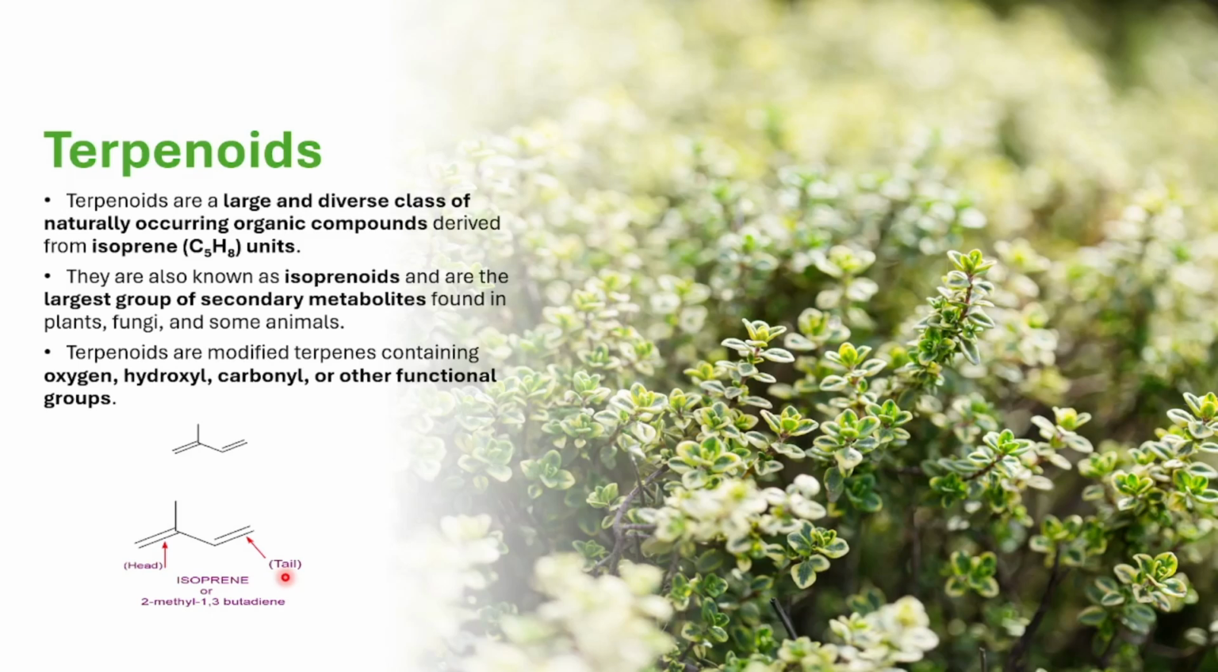Different isoprene units combine with each other from head to tail to form different terpenoids. One isoprene unit uses a head part and the other uses a tail part. Tail combines with head, or head with tail, so different terpenoids are formed.